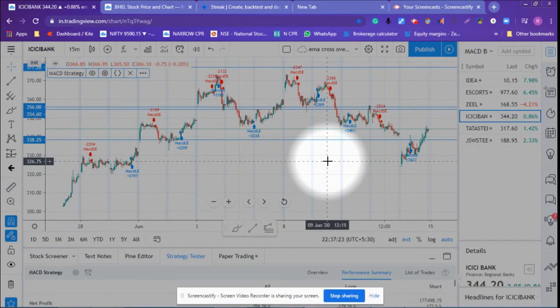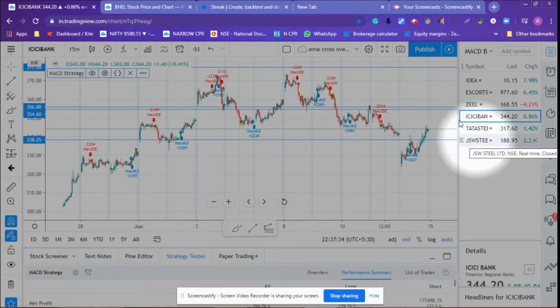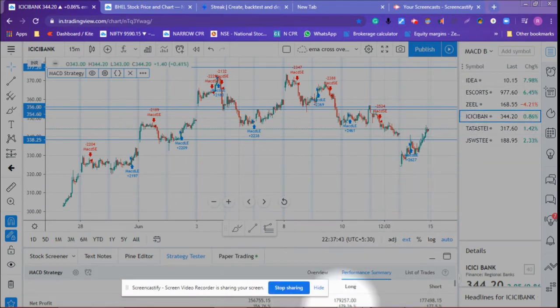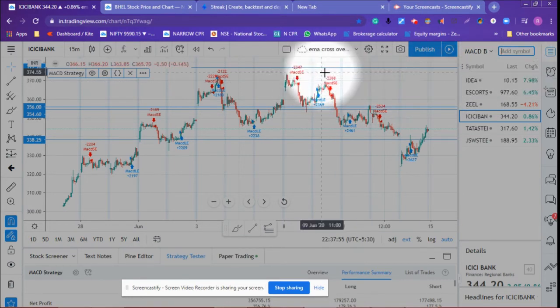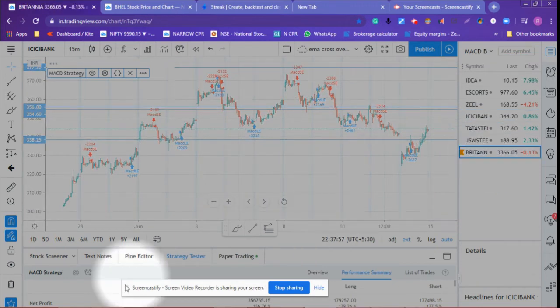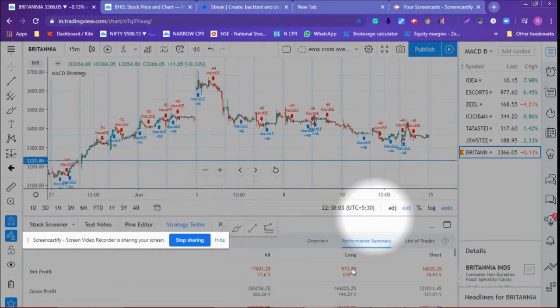As I said earlier, you should find stocks in which the strategy works well. I have segregated a list of stocks for my MACD strategy which work well, by seeing the profit and loss here at the bottom. In some stocks it doesn't work well. For example, Britannia doesn't work as well as others. If I click the Britannia chart, you can see the percentage shown is negative.